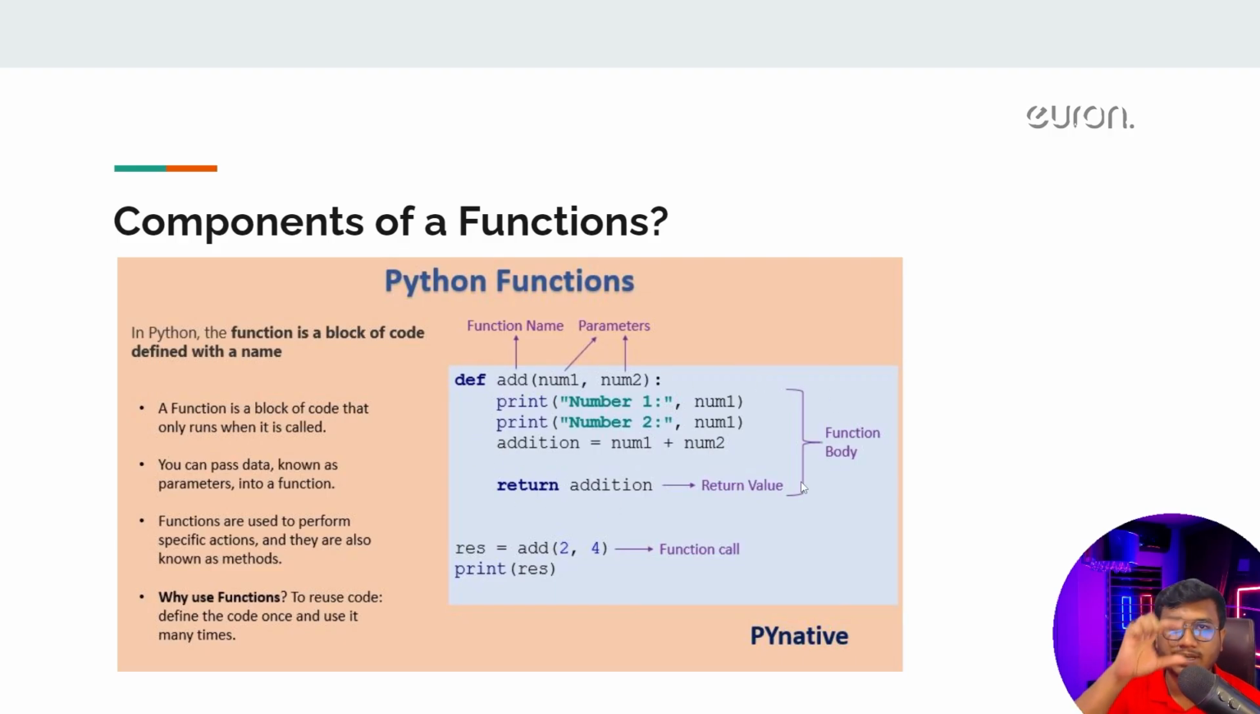That means this is my logic of that particular function. This function will perform addition operation only. It will take two inputs from the user, number 1 and number 2, and it will do the addition operation, and it will return that particular answer to the user. Okay, this is called function body.